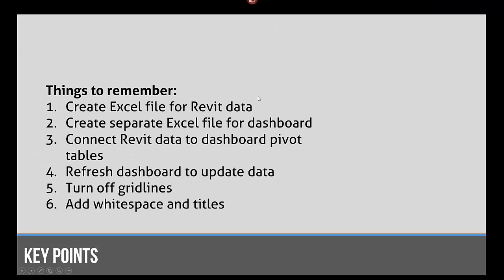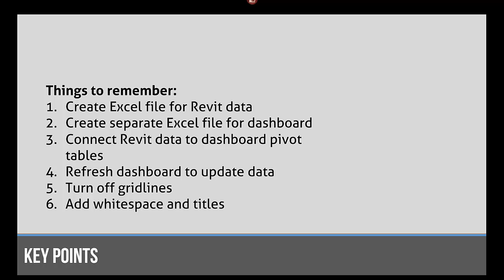So we're almost at our hour that we've allocated. And again, I just kind of gave you an overview of how to do this. But a few things to remember. One is that you want to create a separate Excel file for your Revit data. And that's the data that's coming out from Dynamo. And then you also want to create another file for your dashboard. And then you want to connect the Revit data to the dashboard pivot tables. And you need to refresh the dashboard to update the data. And then lastly, just in terms of presentation, you want to turn off your grid lines and then add some white space and some titles.